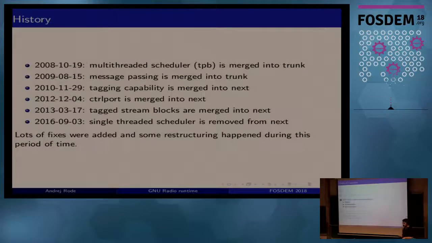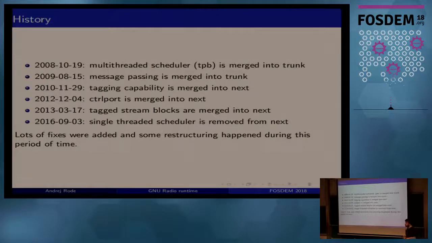So, how did we come to the current state? I have gone through the Git history to see when new features in the runtime came in. Basically, GNU Radio started out as a simple sample processing framework, so you put in data on one side and you get data out on the other side without other stuff messing with it. It was single-threaded, which was okay at that time for the goal Eric and other people had to solve. Then in 2008 a multi-threaded scheduler, the thread-per-block scheduler, was added to the core.